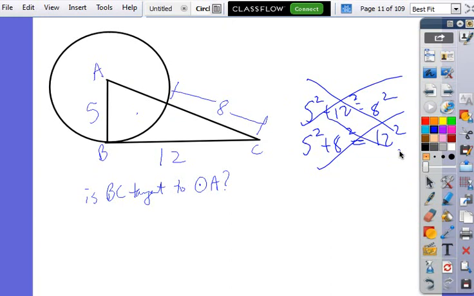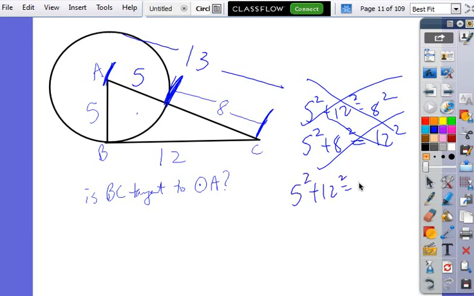AC. Well, AC is not 8. 8 is just this part here to this part here. I need to know what that to that is. Why is it 5? If I know one radius, I know every other radius in that circle has to match it. So AC is not 8, it is 13. Add the two parts, the 5 and the 8. So I'm going to check 5 squared plus 12 squared equals 13 squared. And then I would say 25, 144.